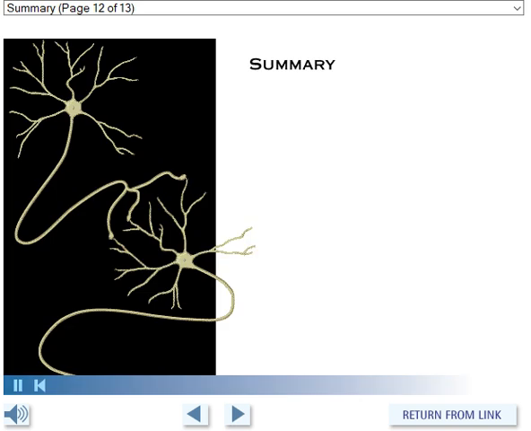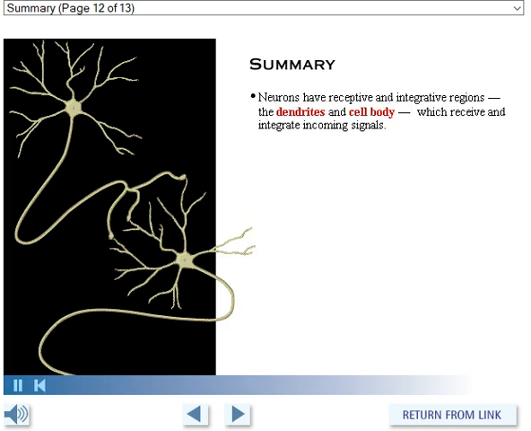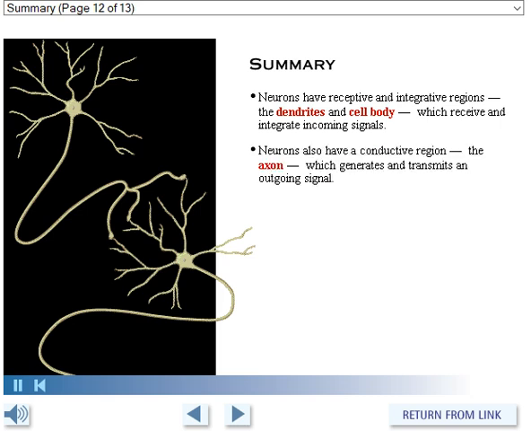Here's a summary of what we've covered. Neurons have receptive and integrative regions, the dendrites and cell body, which receive and integrate incoming signals. Neurons also have a conductive region, the axon, which generates and transmits an outgoing signal.